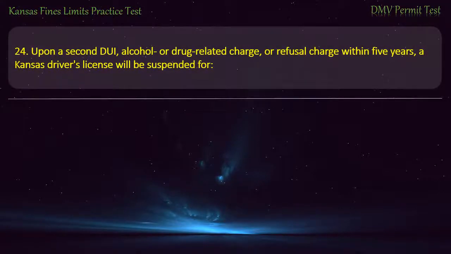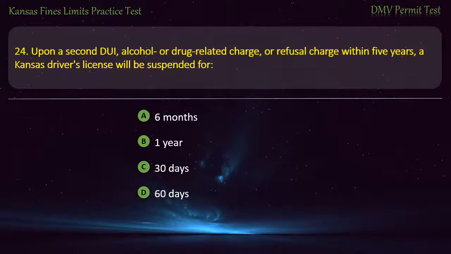Question 24. Upon a second DUI, alcohol or drug-related charge, or refusal charge within 5 years, a Kansas driver's license will be suspended for 6 months. 1 year. 30 days. 60 days. Answer. 1 year.